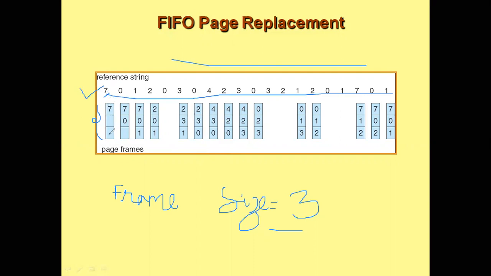Initially all the frames are free, right? So 7 can sit in this particular frame. Next 0 comes, 0 can sit here. Next 1 comes, 1 can sit here. And remember, whenever the required page is not in the main memory, it is called a page fault. Initially 7 was not in the main memory, so this is a page fault. I'll just put an X sign. So this is one page fault.